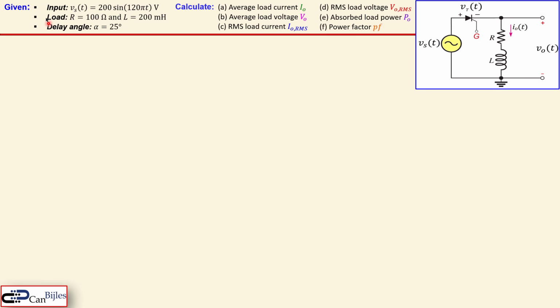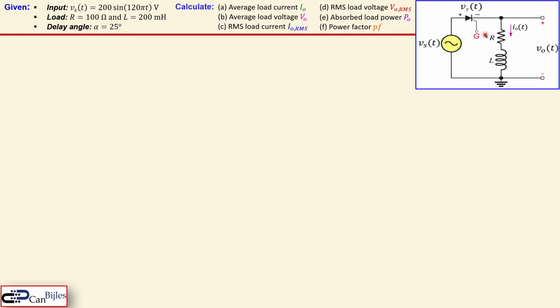Now this is the objective or given. We have the input voltage Vs of 200 sine 100 pi t. The frequency is 60 Hz and the amplitude is 200 volts. The load will be a series combination of resistor and inductor, so 100 ohm resistor and 200 millihenries for the inductor. And the circuit is actually shown here, and we have also this Thyristor with the gating signal, which will be at 25%, which is given as alpha.